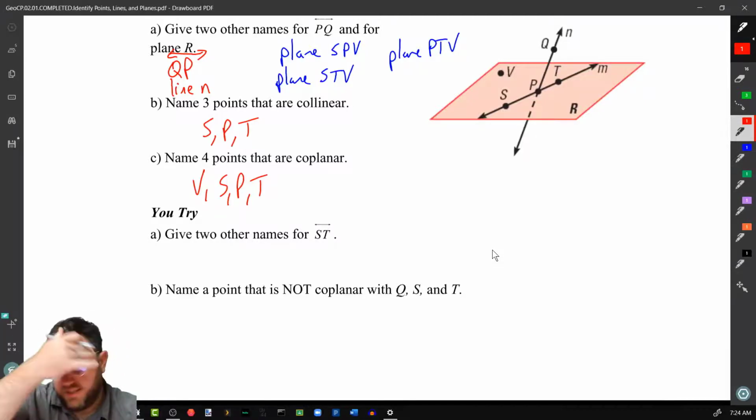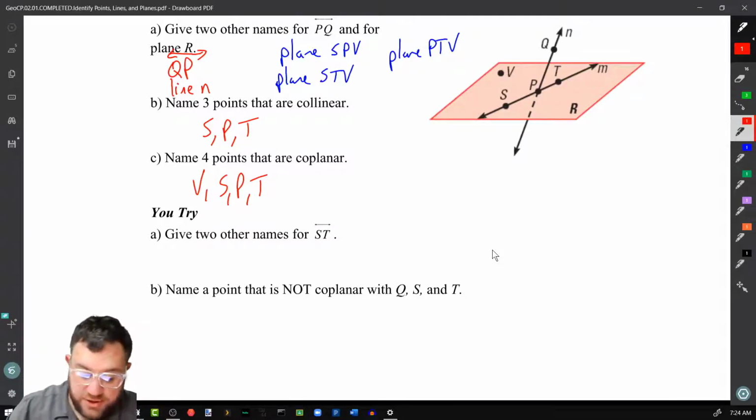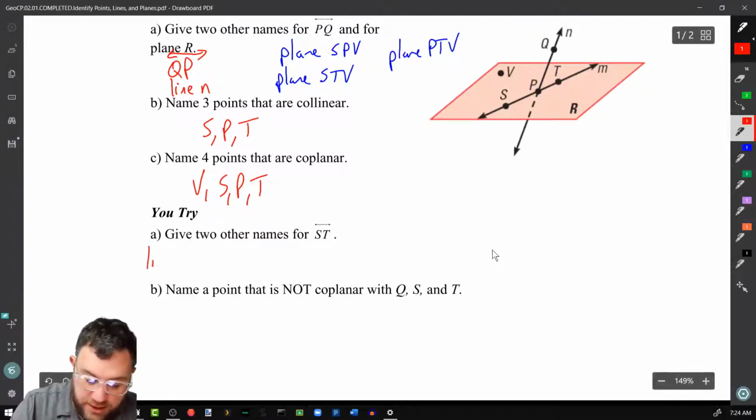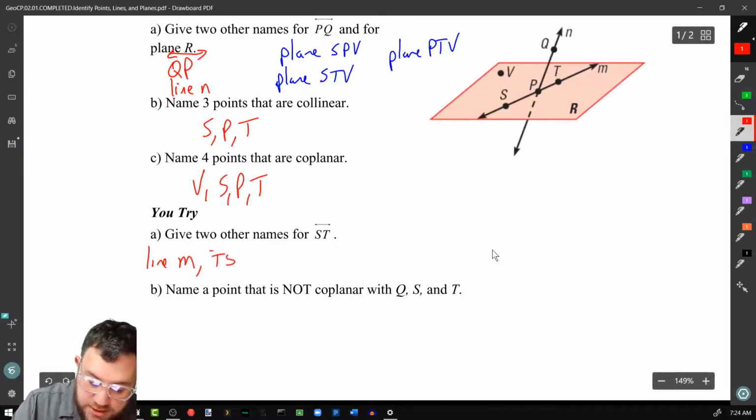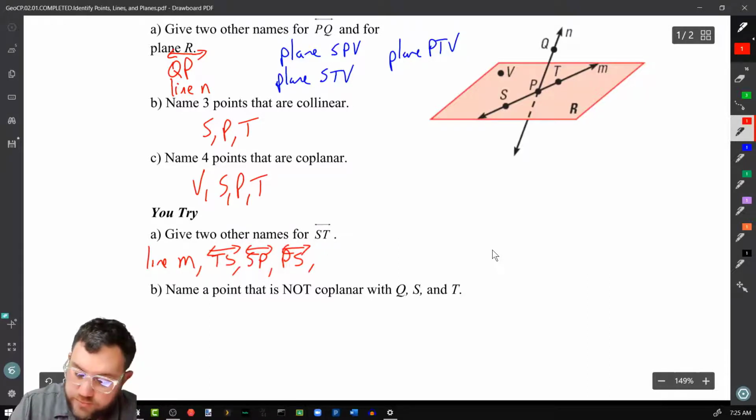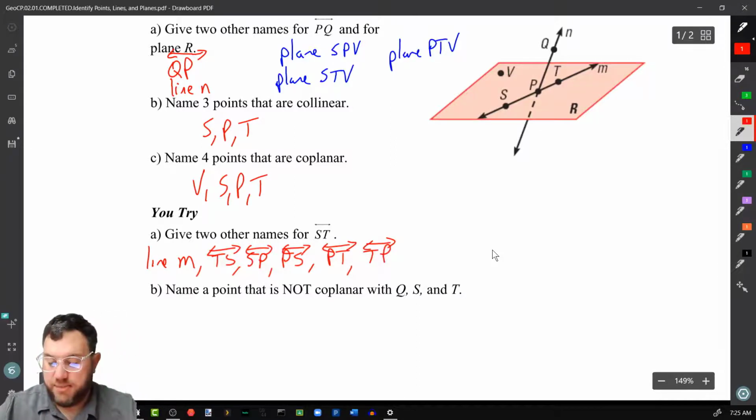All right, for ST, there's actually several other names for this. It could be line N, or excuse me, M. It could be TS. It could be SP. It could be PS. It could be PT, and it could be TP. All of those are the same line.